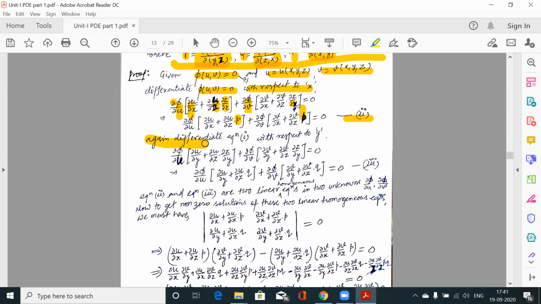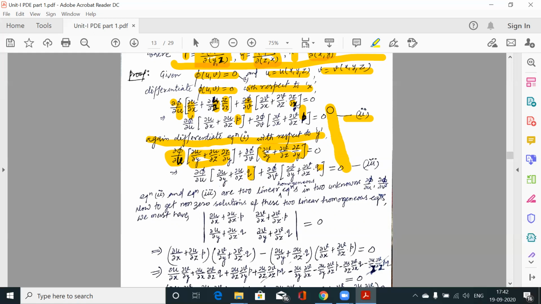Next, again we differentiate our given equation with respect to y. First we differentiate phi with respect to u, with respect to v, because these are direct variables. Next, this is the differentiation of u with respect to y, and this is the differentiation of v with respect to y. Again, writing del z over del y as q, so we are getting this q and this q. So these are two equations.